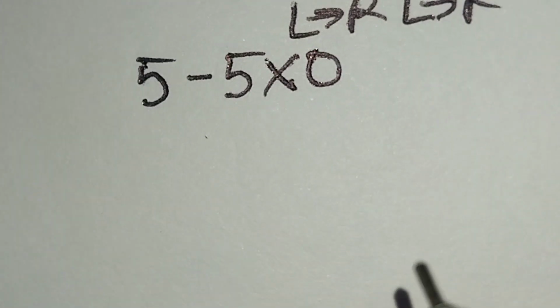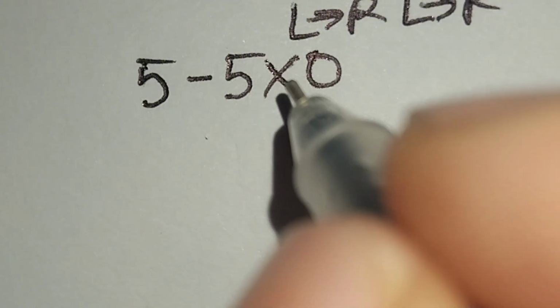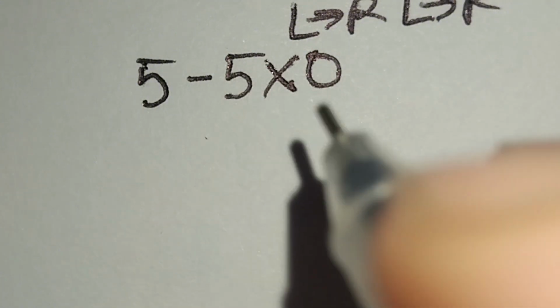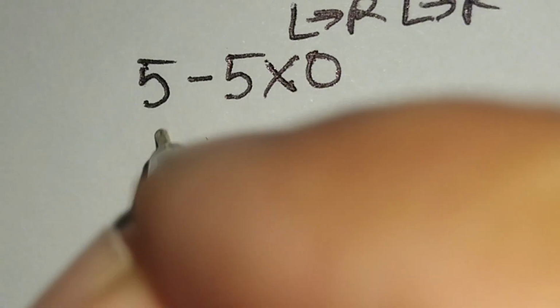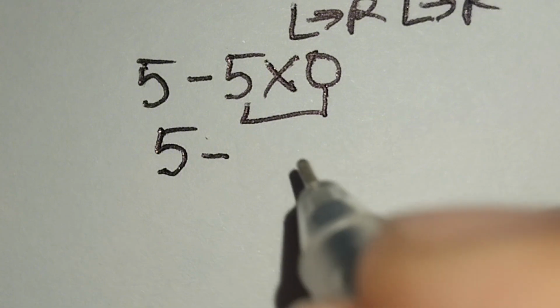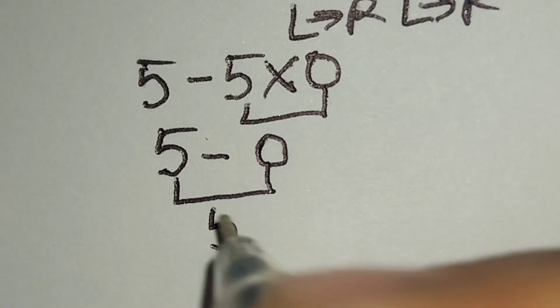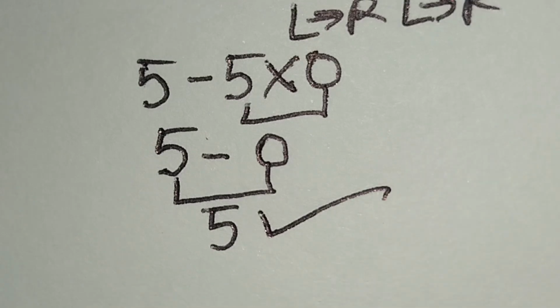According to the order of operation, now I have to work with this multiplication, because multiplication have higher priority than subtraction. Therefore we can write here 5 minus this 5 times 0 gives us 0. 5 minus 0 gives us 5, and this is correct answer.